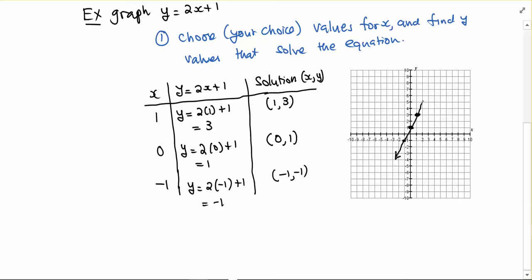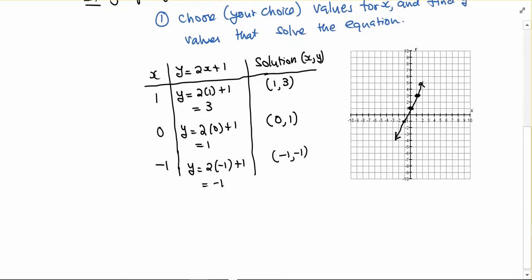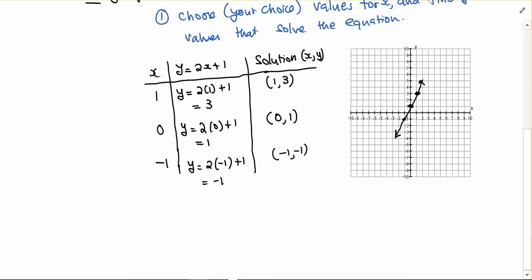That's about all I can freehand this. That's a really bad straight line. I'm sorry about that. But there is my straight line. Okay, and those 3 dots hopefully should be all lined up.